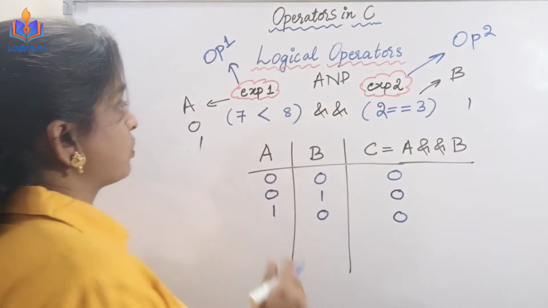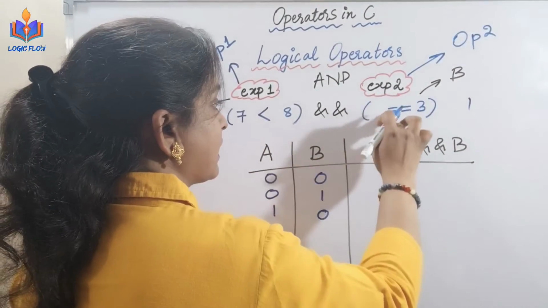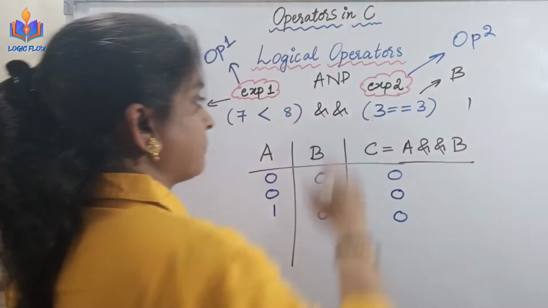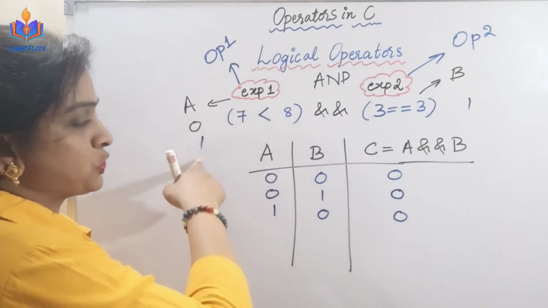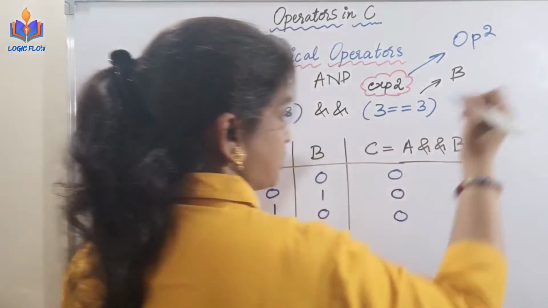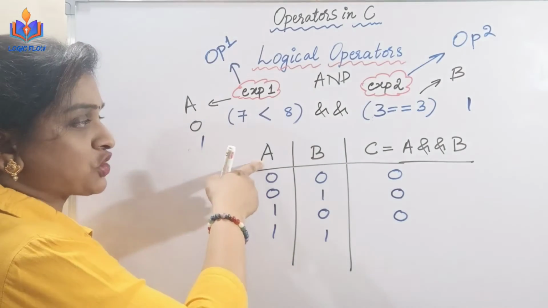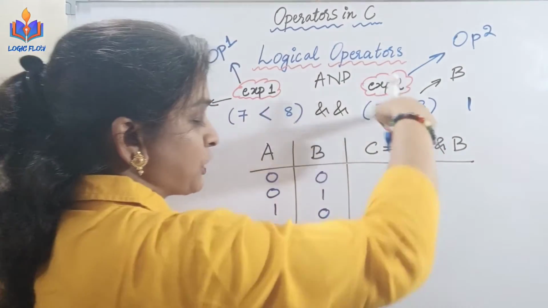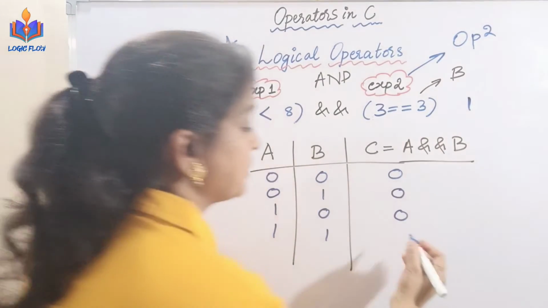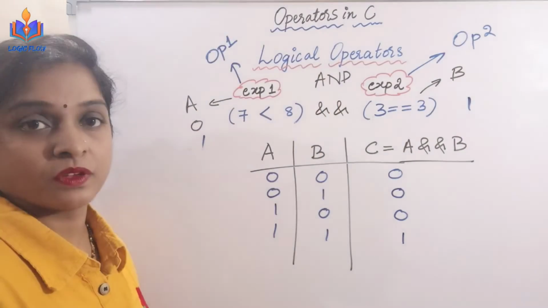Let me have one more. 7 less than 8, and I'll say 3 equals to 3. 7 less than 8? Yes, true. 3 equal to 3? Yes, true. So both the conditions are true. First expression result is true, second expression result is true. Obviously the result is true.